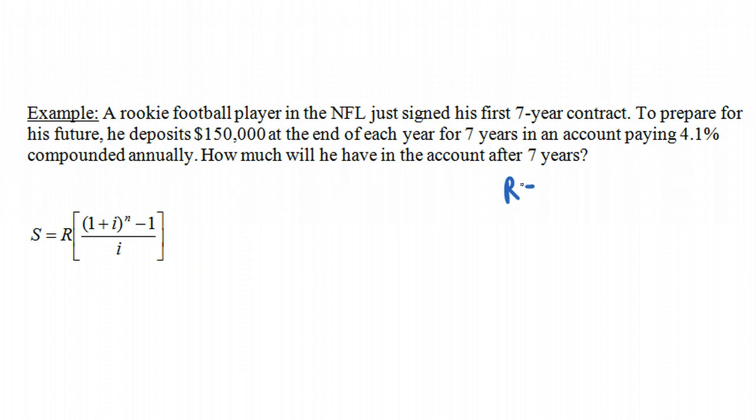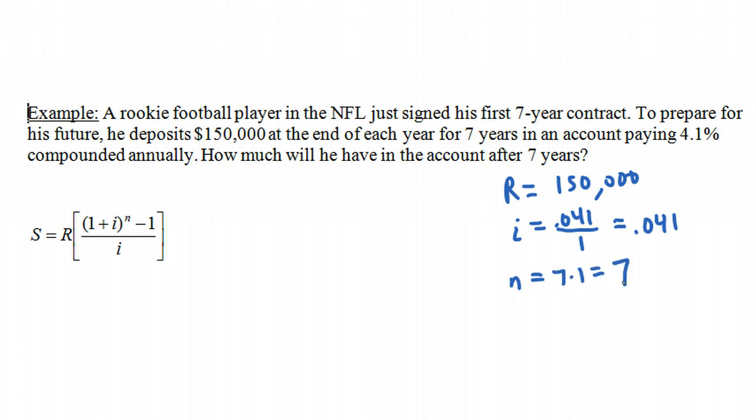So notice, what is the R? The R is $150,000. Boy, I wish I had $150,000 to put in a retirement account every year. But anyways, the I, what is the I? Well, it's 0.041, right? That's 4.1%. Now you're doing it annually, so all you really have to do is just divide by 1. It's not like it's a monthly payment, it's annually. So it's really just 0.041. And the N is the number of payments that you make, the number of payment periods, right? Well, you're making one payment a year for 7 years, so 7 times 1 would be 7.